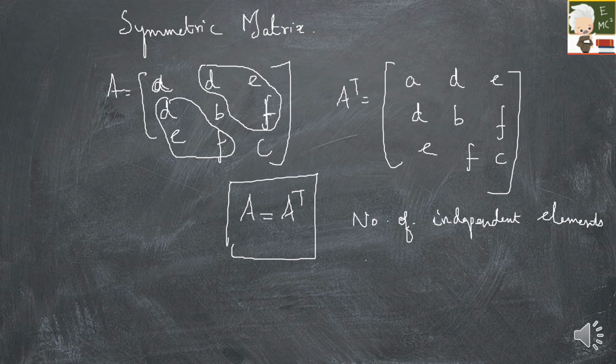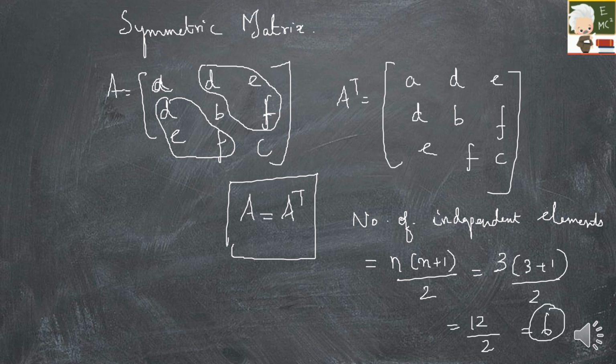So you have a formula for this, which is n into n plus 1 by 2. Here n is 3, so 3 into 3 plus 1 by 2, which is 12 by 2. So totally 6. So what are these 6 elements? These 6 are 3 diagonal elements and 3 off diagonal elements. So apart from the diagonal, there are 3 independent elements.